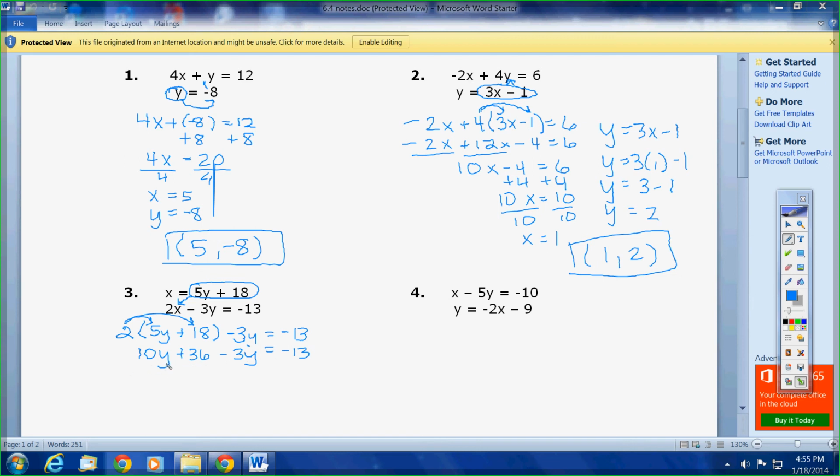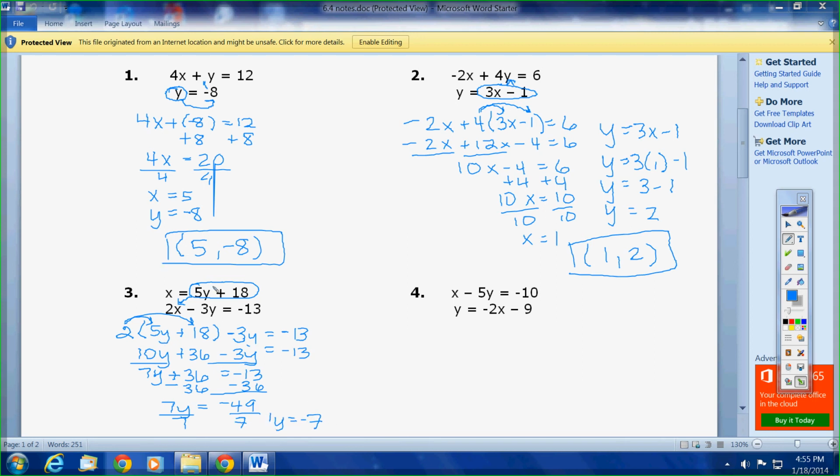Okay, I need to combine like terms. I've got a 10y and a negative 3y. That gives me 7y plus 36 equals negative 13. Now I have another two-step equation, so I'm going to subtract 36 from both sides. That gives me 7y equals negative 49. Divide by 7, and y is going to equal negative 7. Okay, so there's part of our solution.